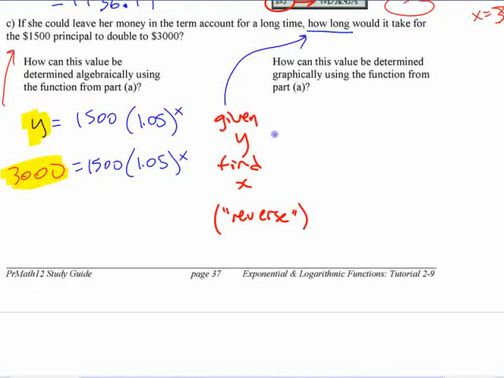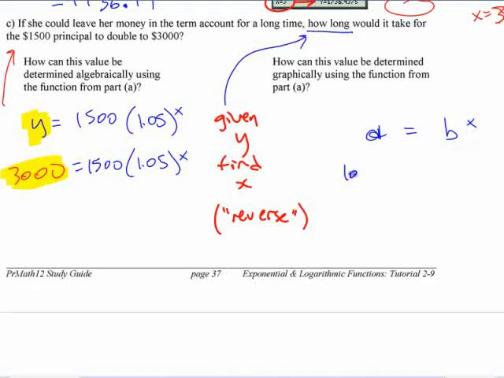Let's say that equation was there, but the number wasn't in front. It just said 3,000 equals 1.05 to the x. How would you solve that if it was just that? Or in other words, let's just call this a equals b to the x. How do you solve an equation like that? If the variable's in the exponent, what do we have to use? We have to use logarithms, right?